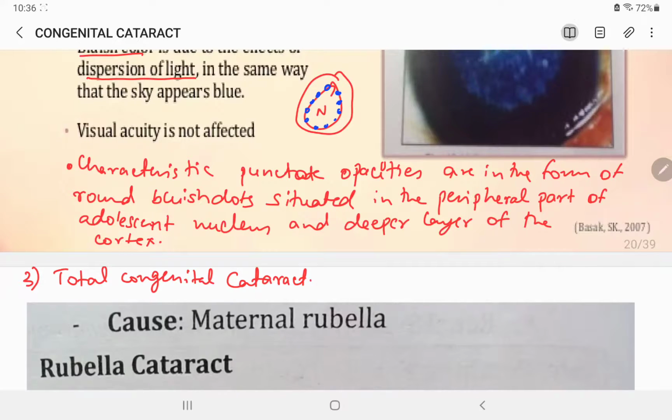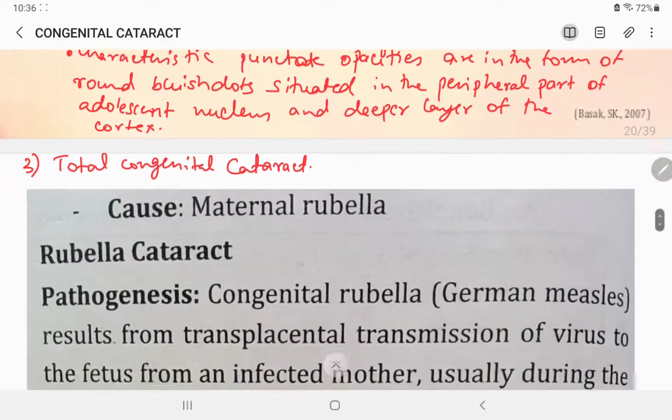And let's see what I have written here. Characteristic punctate opacities are in the form of round bluish dots situated in the peripheral part of the adolescent nucleus and the deeper layer of the cortex. I have visualized it as well.